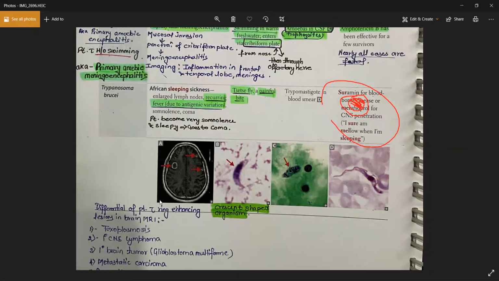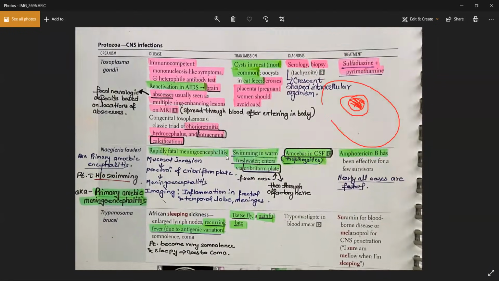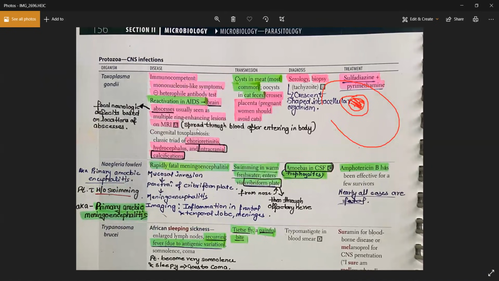And the most common cause of these ring enhancing lesions is bacterial abscesses. Okay. And you need to know about congenital toxoplasmosis. Very important. It causes a classical triad of chorioretinitis, hydrocephalus, and intracranial calcifications, which means calcification within the parenchyma of the brain. You will see the intracranial calcifications on CT or MRI.